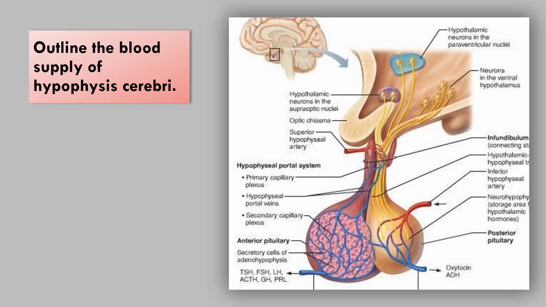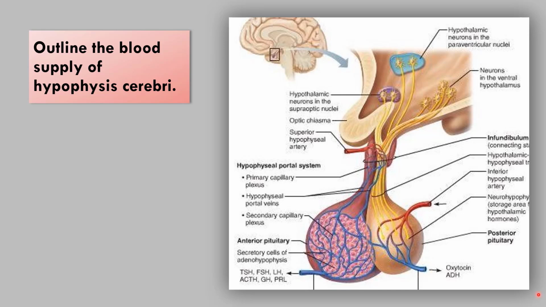Let me explain the blood supply of the hypophysis cerebri in a simple way. The hypophysis cerebri is supplied by two arteries. One is the superior hypophyseal artery, the other is the inferior. Both these arteries are branches of the internal carotid artery. Once the arterial branches reach the gland, they form a rich capillary plexus. As this is an endocrine gland, the secretions have to be poured into the bloodstream. It has several sets of veins which drain into the dural venous sinus, that is, the cavernous sinus.